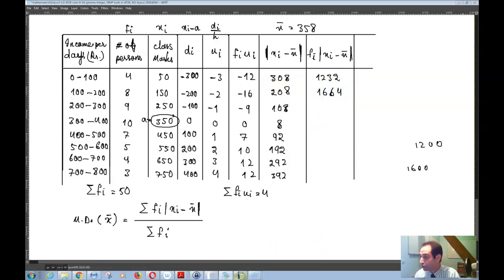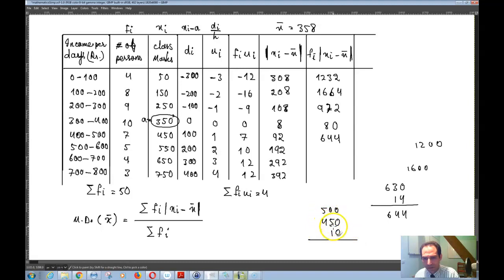Am I right? 8 times 208, 1664. 9 times 108 is equal to 972. 10 times 8 is equal to 80. 7 times 92 is equal to 630 and 14, so that's 644. 5 times 192: 5 times 100 is equal to 500, 5 times 9 is equal to 450, and 5 times 2 is equal to 10. So that's 960.